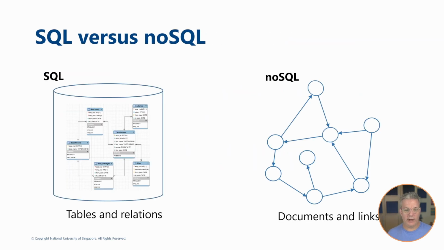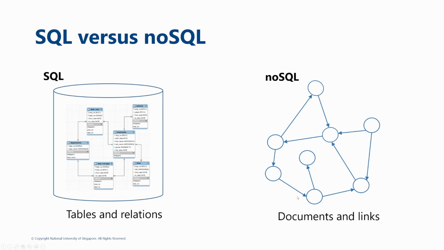Now, one way to think about this, just as an overall picture, is to look at it like this. Here we have an SQL database with these tables and the defined relations between these tables. You have to define the schema ahead of time. It gives you enormous power and an ability to predefine questions that you can ask of that data and get answers quickly.